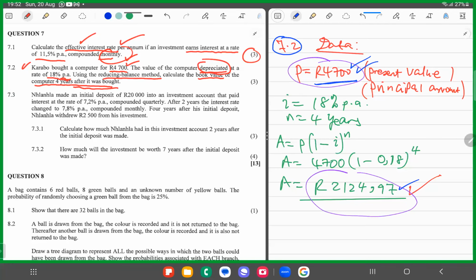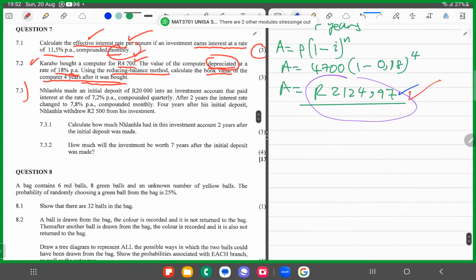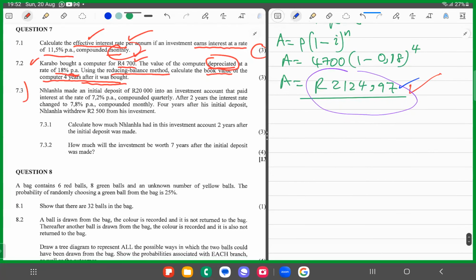Right, so let's look at 7.3. Nhlanhla made an initial deposit of 20,000 into an investment account that paid interest at a rate of 7.2% per annum compounded quarterly. After 2 years, the interest rate changed to 7.8% per annum compounded monthly. 4 years after his initial deposit, Nhlanhla withdrew 2,500 from his investment.